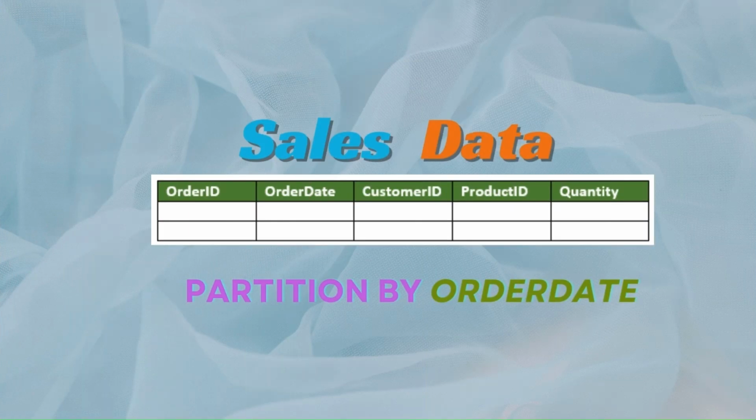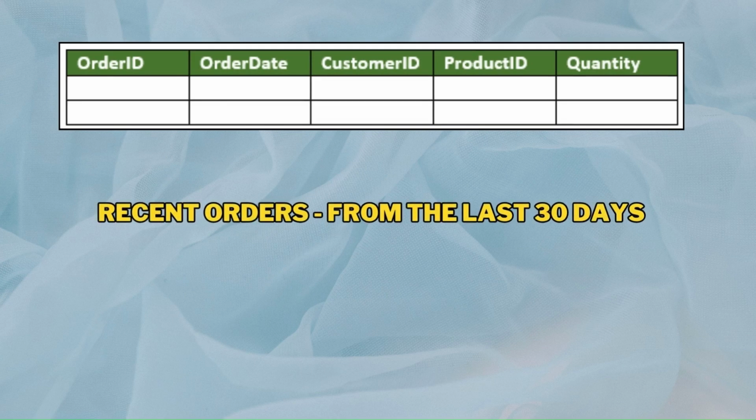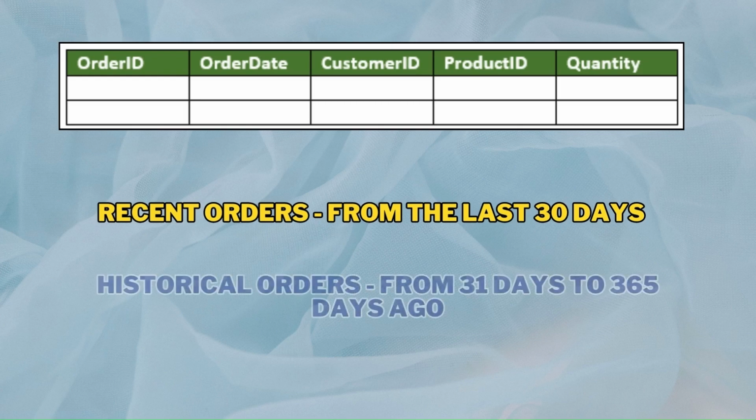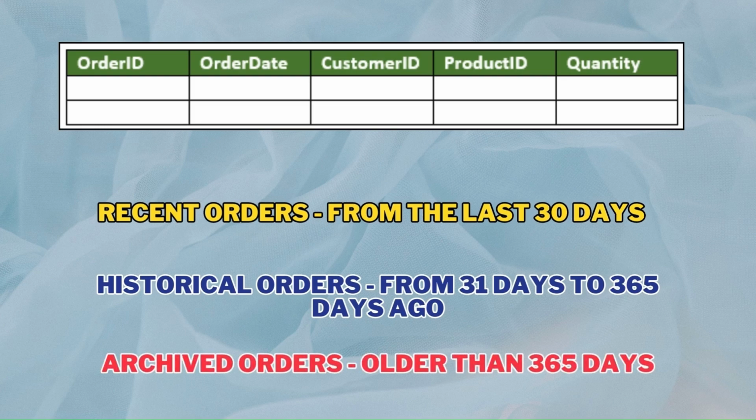To apply range partitioning, we divide the sales data table based on the order date column, which shows when each order was placed. Here is how we split the data into three partitions. First partition, recent orders, containing the last 30 days orders. Second partition, historical orders, which contains orders from 31 to 365 days ago. And the third partition, archived orders, containing orders older than 365 days.